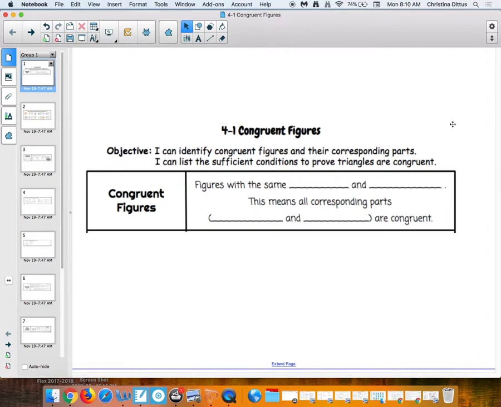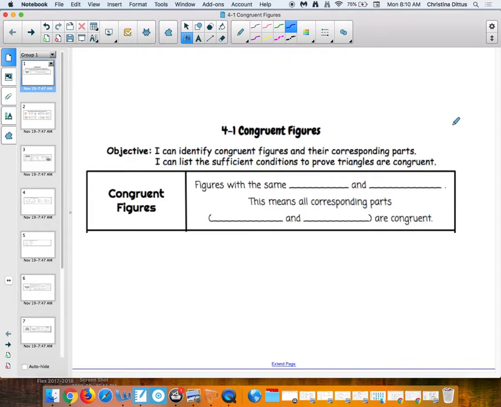So we got congruent figures and their corresponding parts. You guys know what corresponding means? Corresponding means that they kind of match. Okay? Like a puzzle. Like remember when we were doing matching lines, like the image and pre-image? How the first letter matches the first letter? That's kind of what we're doing today. And then we're going to get into proofs. They're not too bad today.